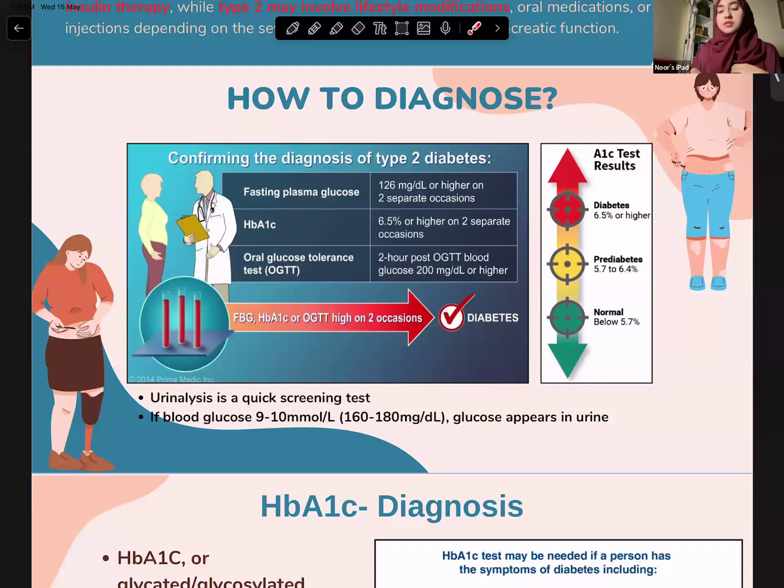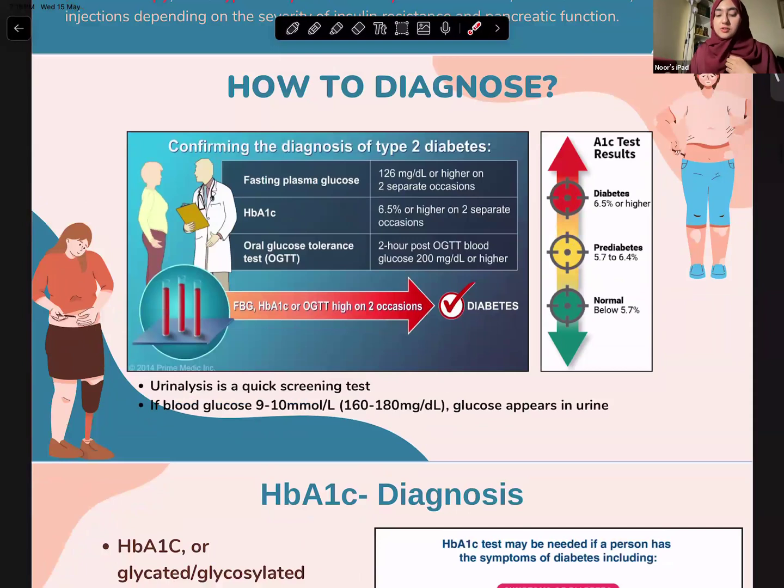Okay, so remember these three tests. These are really important. You can get an SEQ asking you to confirm the diagnosis of type 2 diabetes. Okay, so also urinalysis is a quick screening test.